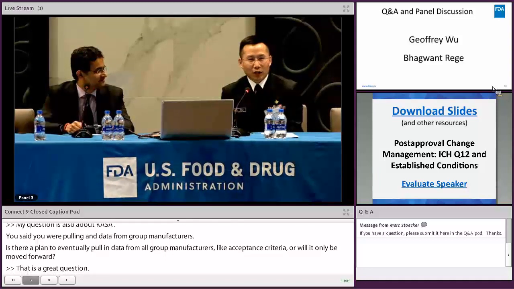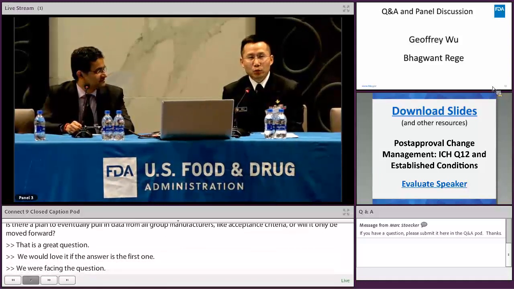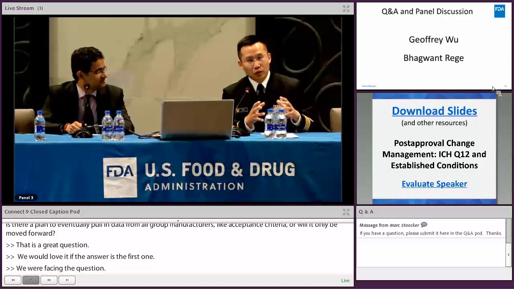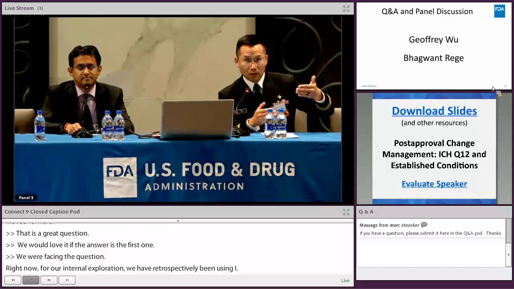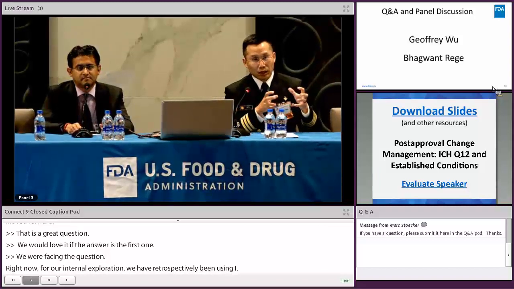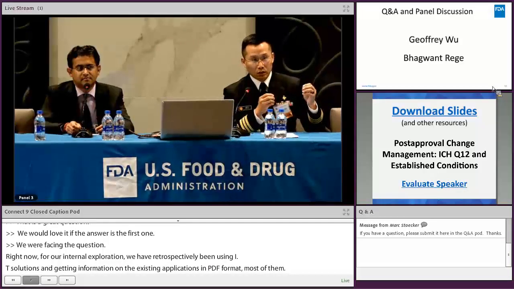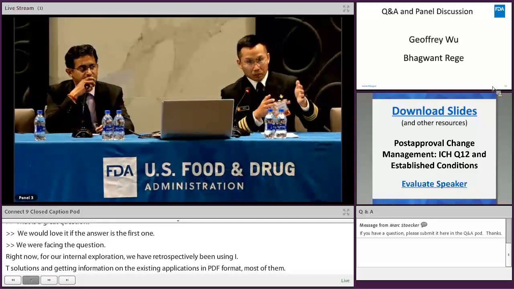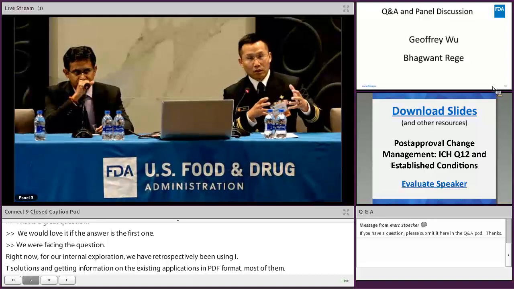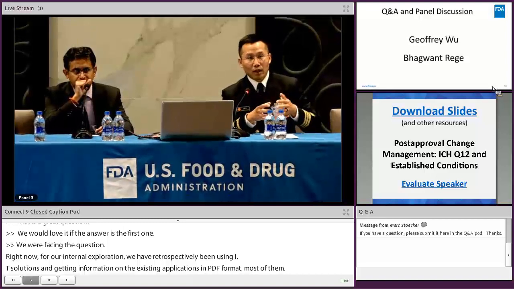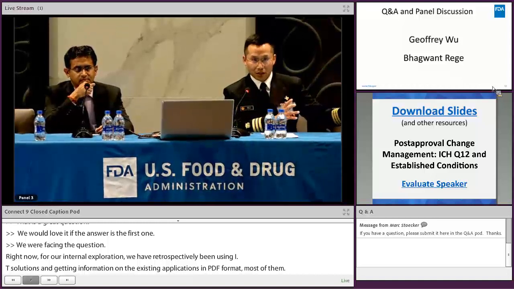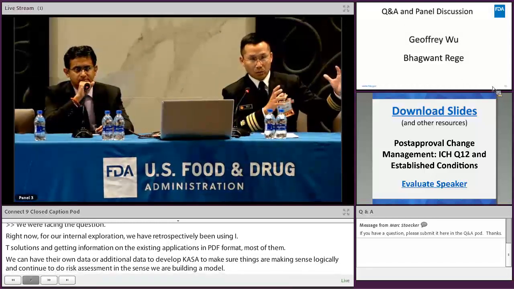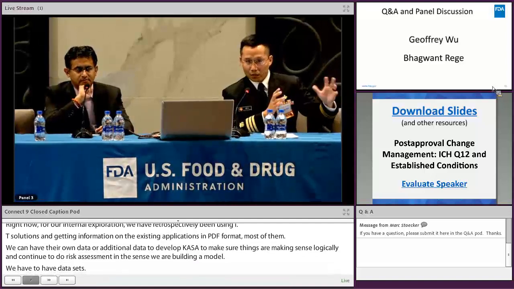Right now, for our internal exploration, we have been retrospectively using some IT solutions to extract information out of the existing applications, which are mostly in PDF formats. That way we can have the raw or initial data to further develop CASA, to make sure things make sense logically and scientifically, and to continue to do risk assessment, in the sense that we're building a model. We need to have training data sets. So that's the existing data being operationalized through some IT solutions internally.